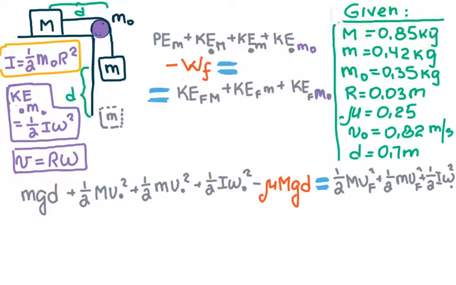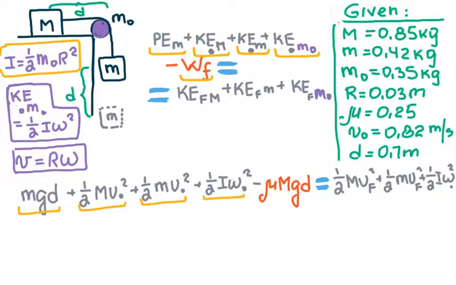So here what I have, potential energy of the mass m that is falling down is mgd. So that's by how much its energy changes, or how much it has before it loses it. Then I have the kinetic energy of the mass m, because it has some velocity. Then I have the kinetic energy of the mass m that is falling down. Then I have the rotational kinetic energy of the pulley. Then I subtract the work done by the friction, which is mu times n, and n is mg, and then times the distance it travels, which is d.